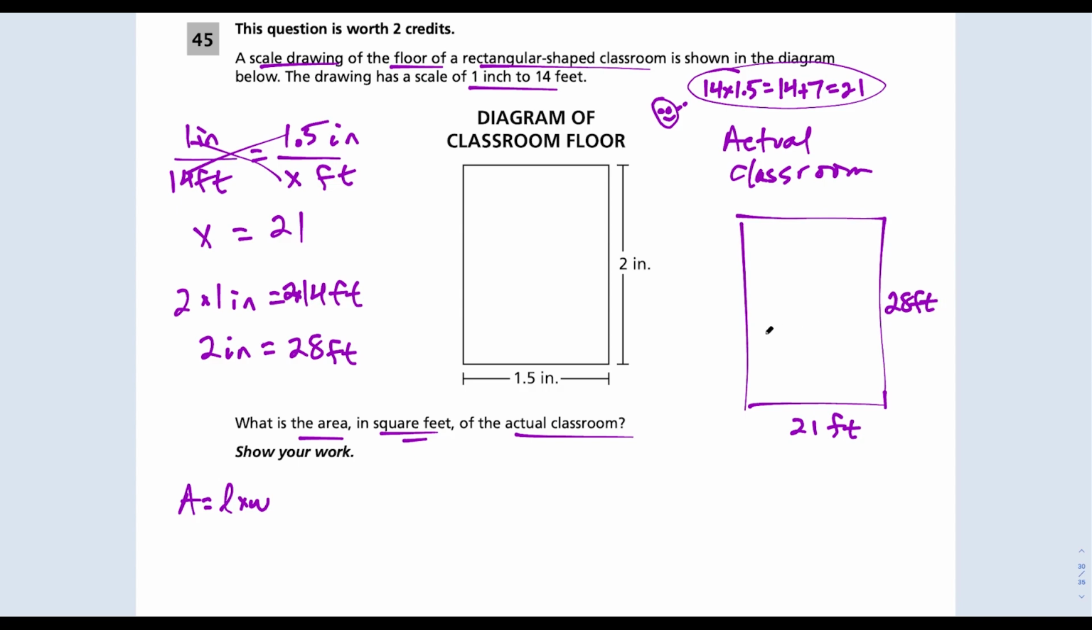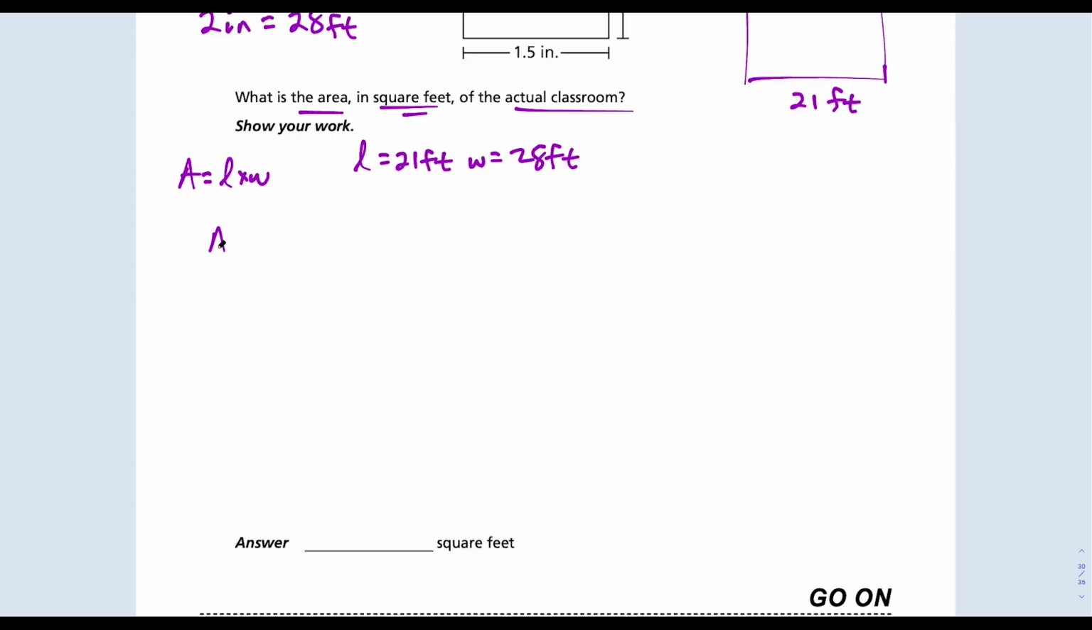So now I could go ahead and label this. I could say that the length is, let's say, 21 feet, and I could say that the width is equal to 28 feet. And now I'm just going to go ahead and find the area of the rectangle. So the area of the rectangle, we're just going to multiply. We're going to do 21 feet times 28 feet. And we could just work this out here. I'll just go ahead and do the long multiplication on the side.